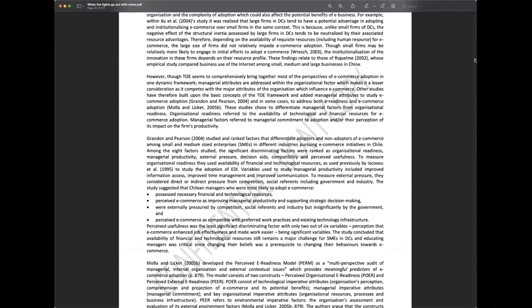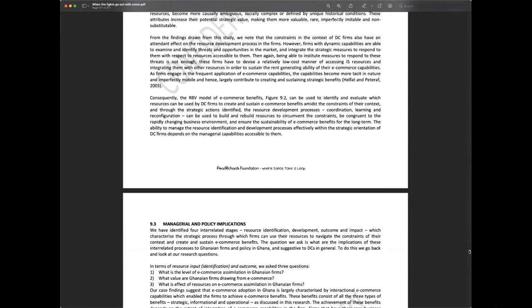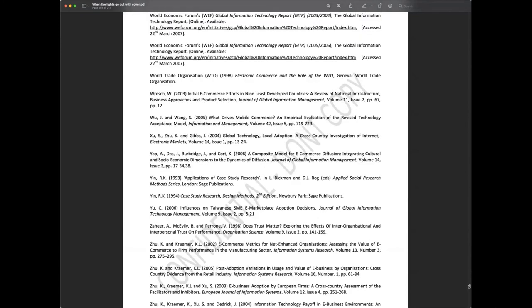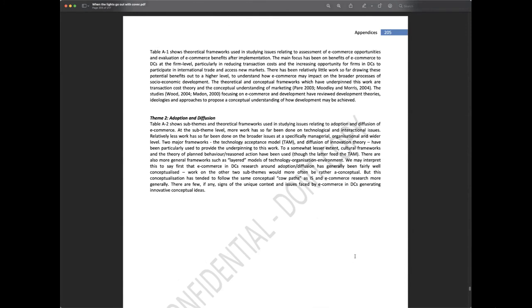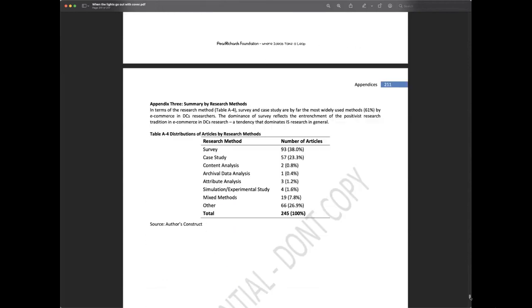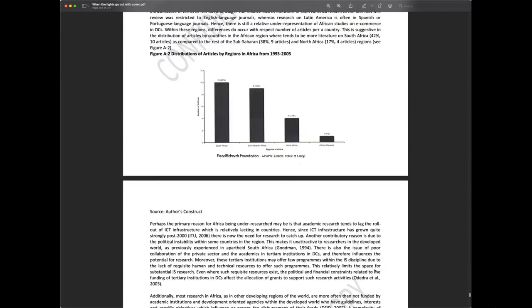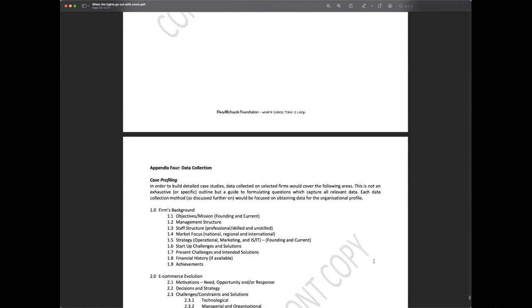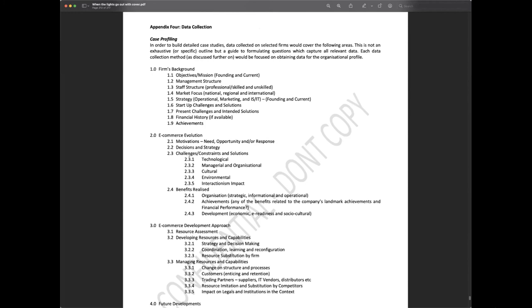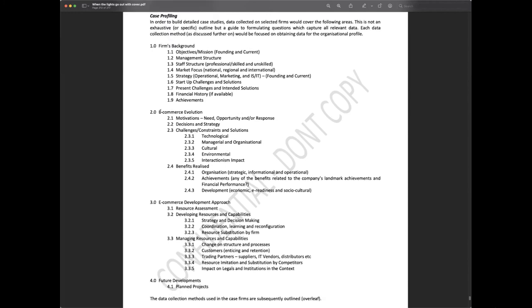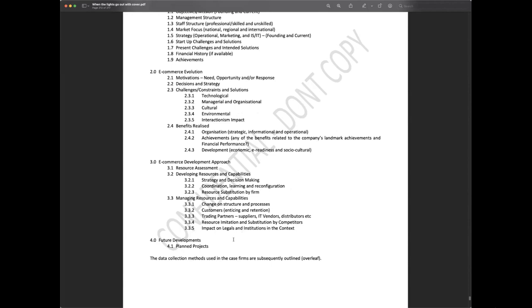Okay, so in my PhD, if you go to the end of the PhD, I wanted to make sure that all the pages are there. You see a case study protocol. Then data collection, case profiling. So this is a case report structure: the firm's background, e-commerce evolution, e-commerce development approach, and then future planned development. So this is how we're getting the firms to write out their stories.